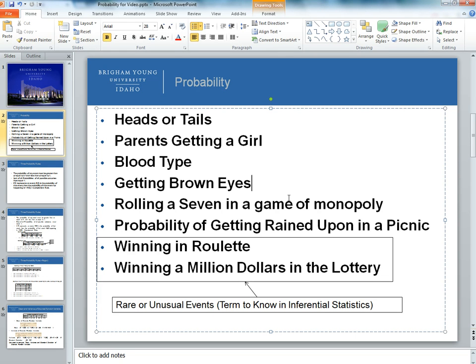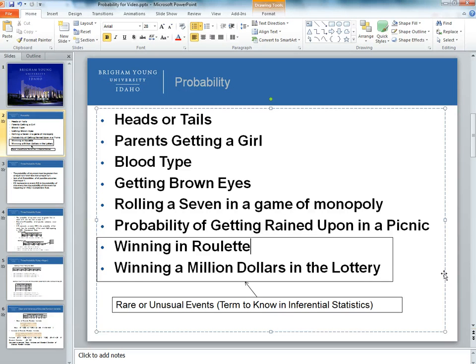Brown eyes is the dominant gene. Rolling 7 in a game of Monopoly. When you played Monopoly before, 7 is actually one of the more common numbers to get. Probability of getting rain on a picnic. For instance, forecasters forecast a 20% chance of rain, and so they use modeling for that, and therefore there's probability.